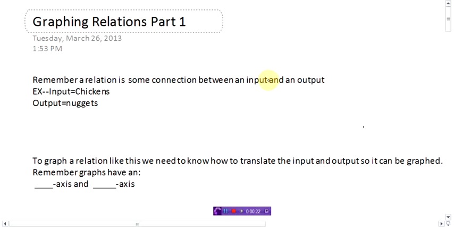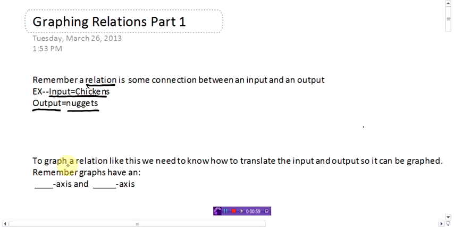And from the little cartoon that you saw in the last video, you saw that there was the input, which in that case, in the example, was a chicken, and the output were a certain number of nuggets. So the input machine did some stuff to the chickens and turned them into nuggets. So you can think of a relation as being some kind of machine that takes an input, in this case the chickens, and turns them out to be something else, nuggets. Now, how would you be able to graph that?